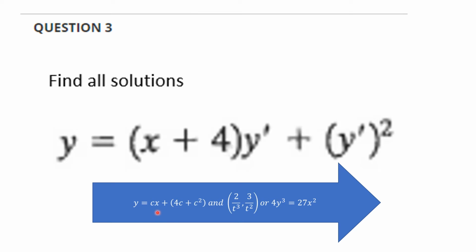One is y is equal to cx plus 4c plus c squared, and the parameterized solution was 2 over t cubed, 3 over t squared, or you could have rewritten that as 4y cubed is equal to 27x squared.